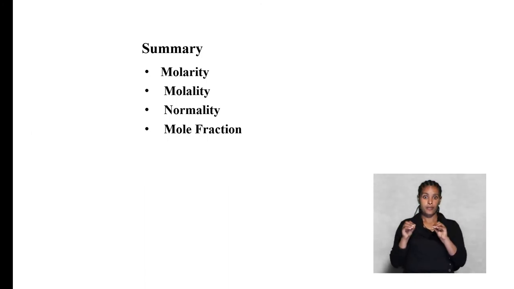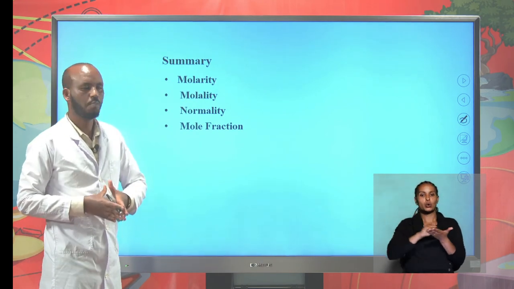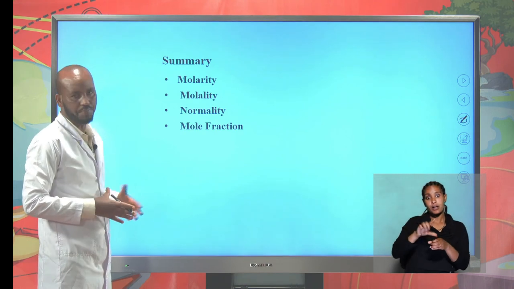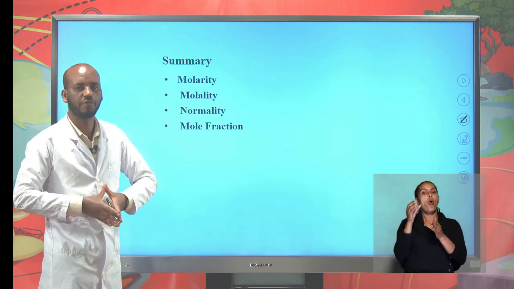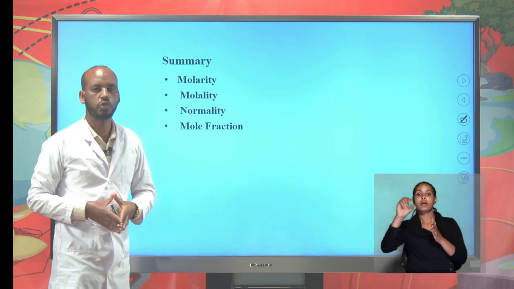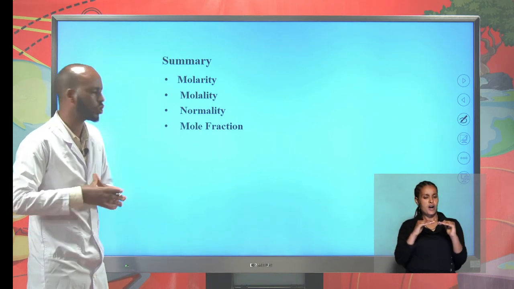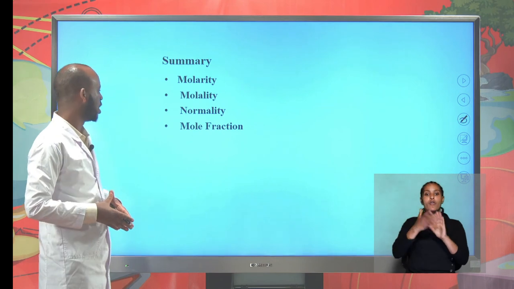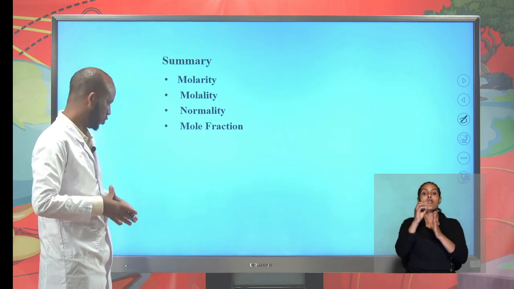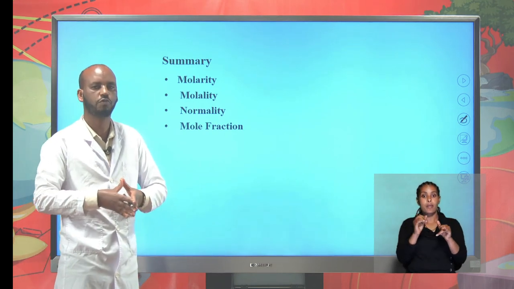Students, in our today's lesson, we learned molarity of the solution. Molarity is defined as number of moles of solute per liter of solution. Molarity is one way of expressing concentration of a solution. Molality of the solution is defined as number of moles of solute per kilogram of solvent. Normality of the solution is number of equivalents of solute per liter of solution. Mole fraction of solute is number of mole of solute divided by number of mole of solution. Mole fraction of the solvent is number of mole of solvent divided by number of mole of solution.